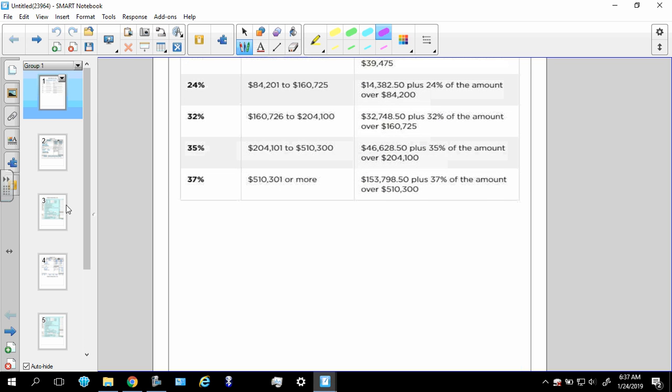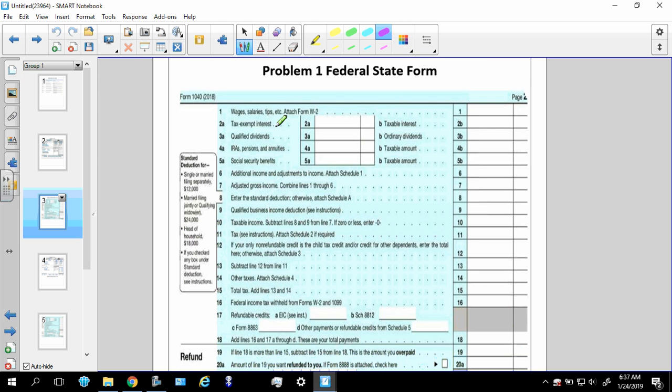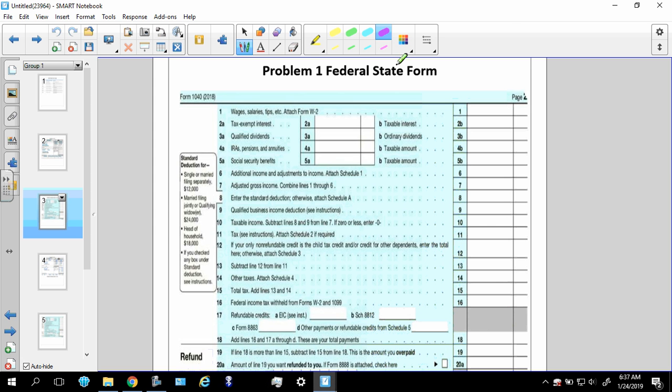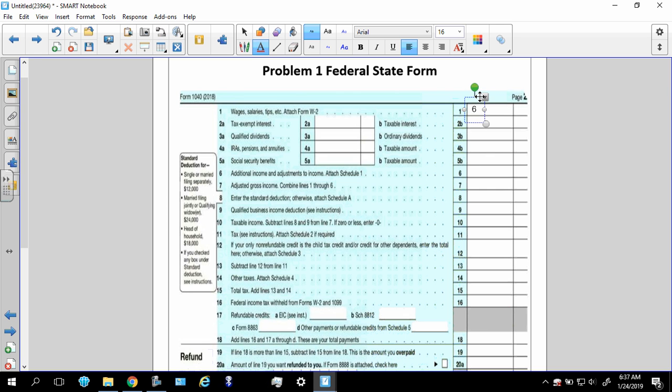All right, so let's go ahead and start figuring this out. Let me go to a blank one. So again, wages, salaries, tips, that is attached to the W-2, but again, I went ahead and gave that to you, 67,452. So the very first one, 67,452. Now, lines 2, 3, 4, 5, and 6 will be skipped. Those are zeros. I'm not going to put the zeros in just because I don't have time, because I'm typing all this. So line 7 will be 67,452 because I added lines 1 through 6.